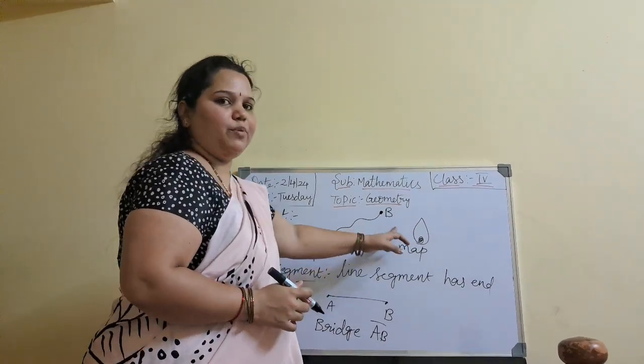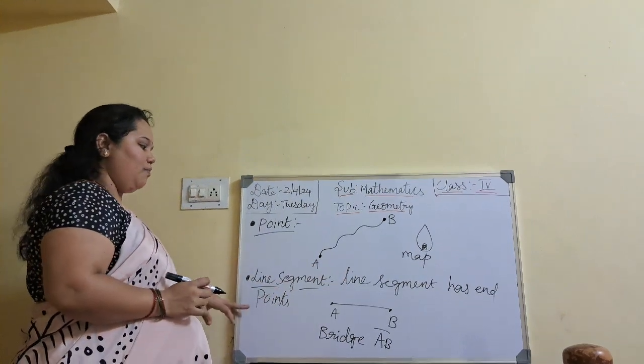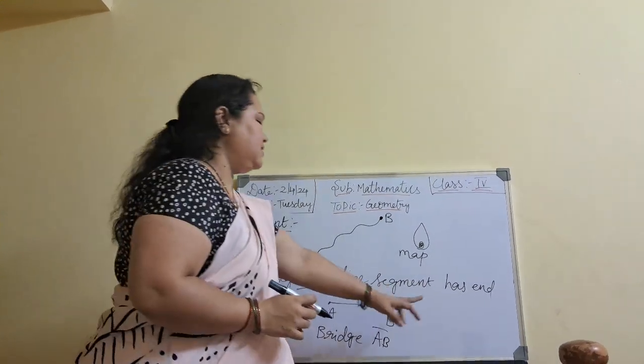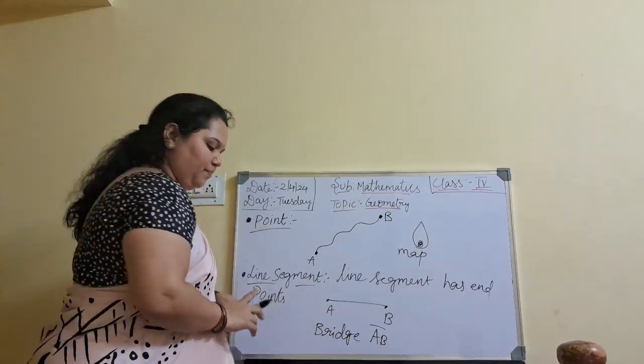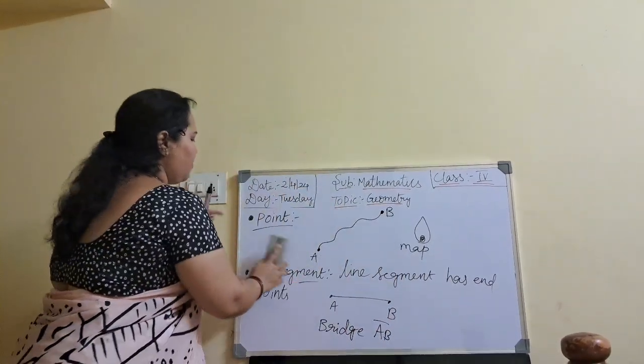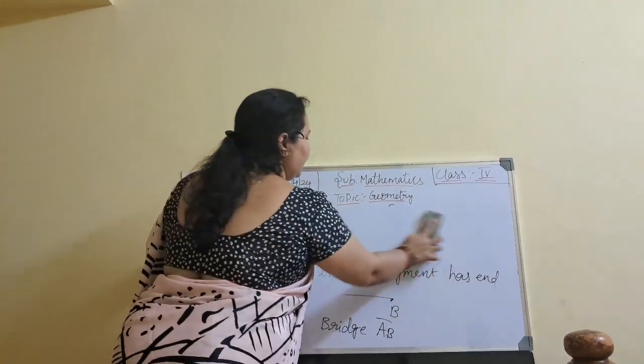A point is a definite position where you can reach the destination, like on Google Maps. A line segment has end points; the example is a bridge. Now we'll learn about a line. What is a line now?